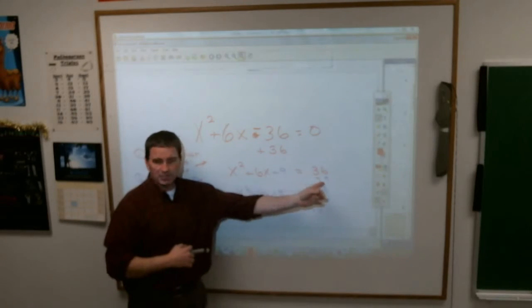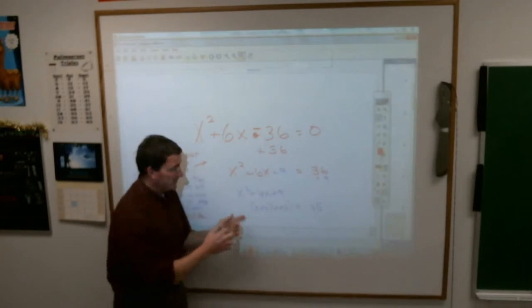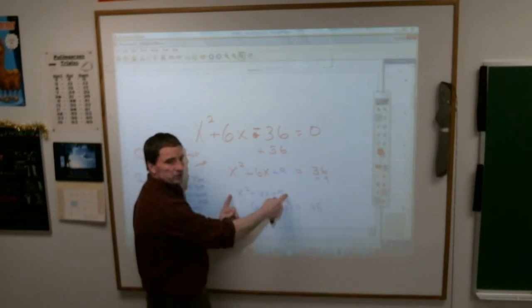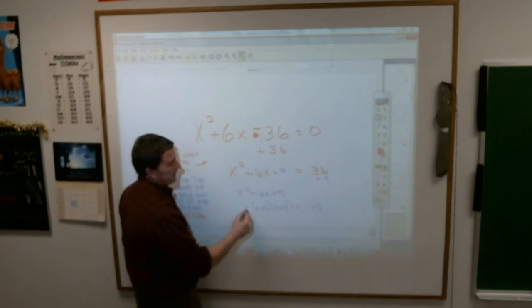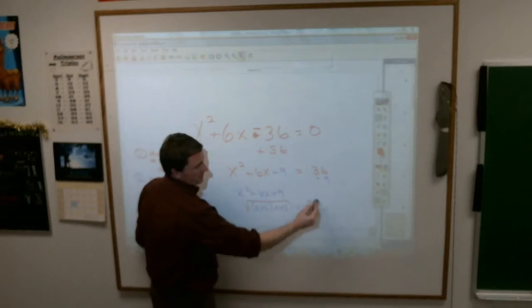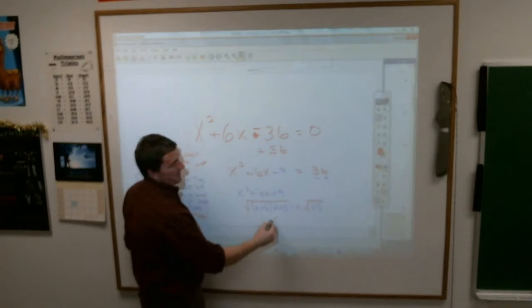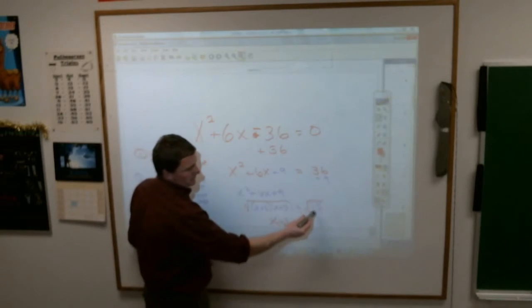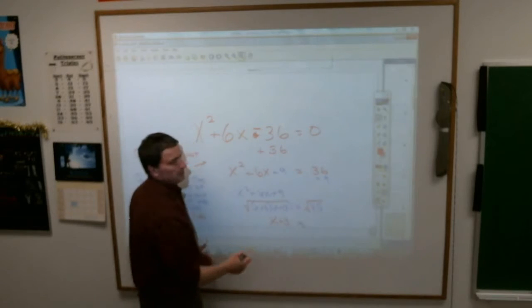Then I just add it to both sides. It doesn't combine with any of these. And that's what makes your perfect square trinomial. And then if you take the square root of both sides, this has a perfect square, which is x plus 3. This doesn't have a perfect square, but it can be simplified, children.